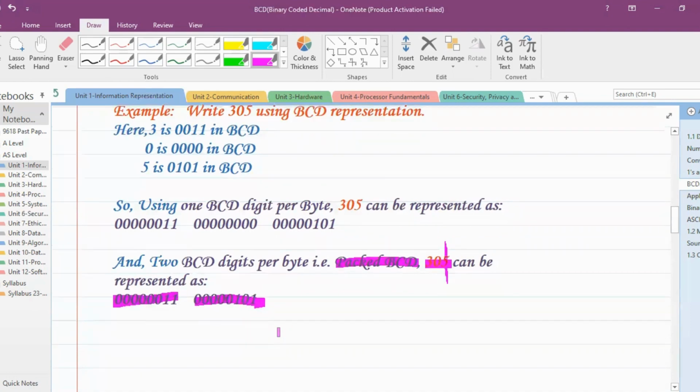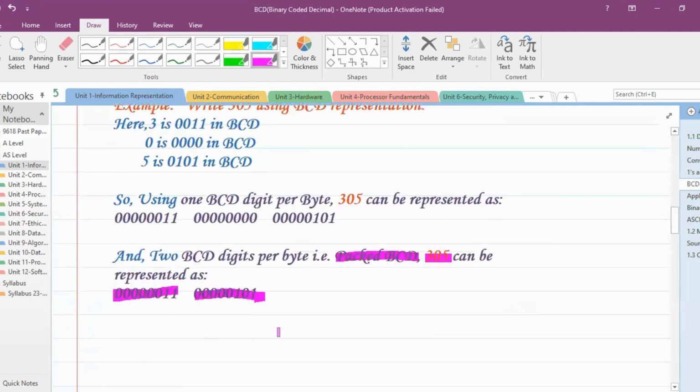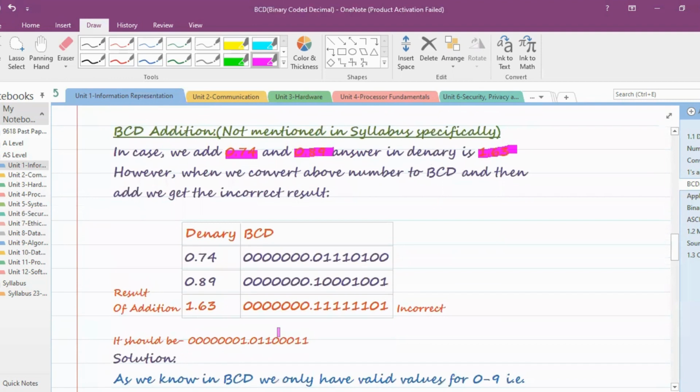Yeah, so that's how it is done. Next, we have BCD addition. It is not specifically mentioned in your syllabus. However, this is there in one of the reference books, so I have mentioned it here.